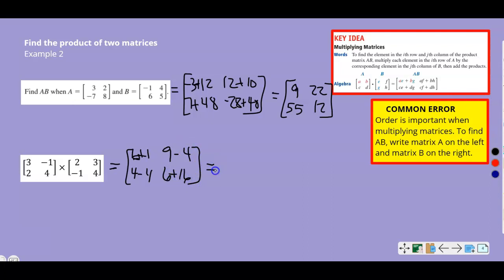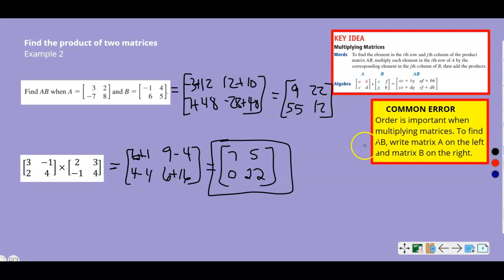All right, sometimes I get a little ahead of myself. All right, 6 plus 1 is 7. 9 minus 4 is 5. 4 minus 4 is 0. 6 plus 16 is 22. So if I multiply these two matrices together, it is defined, and this is the product of those two matrices.